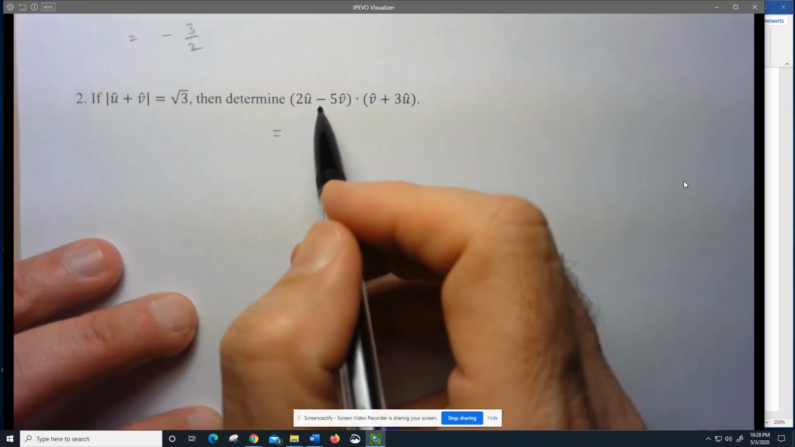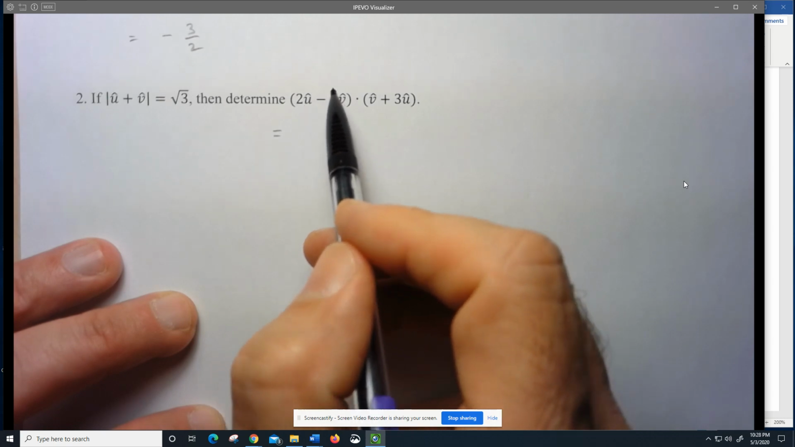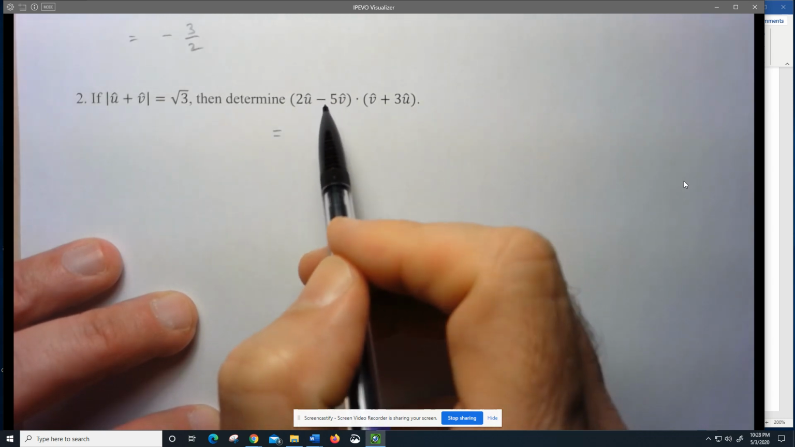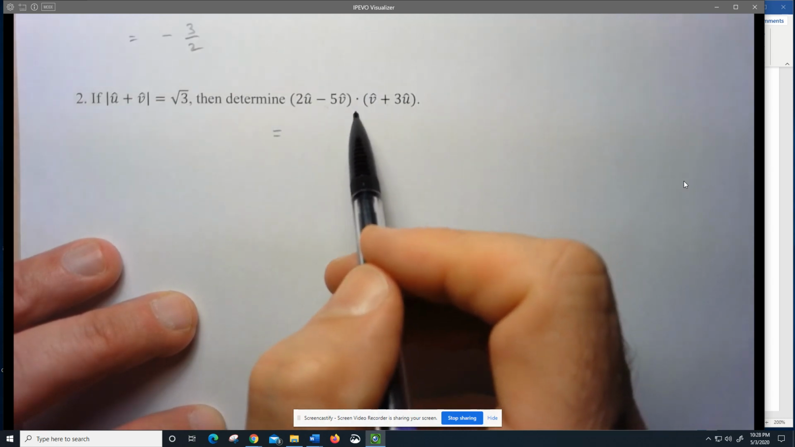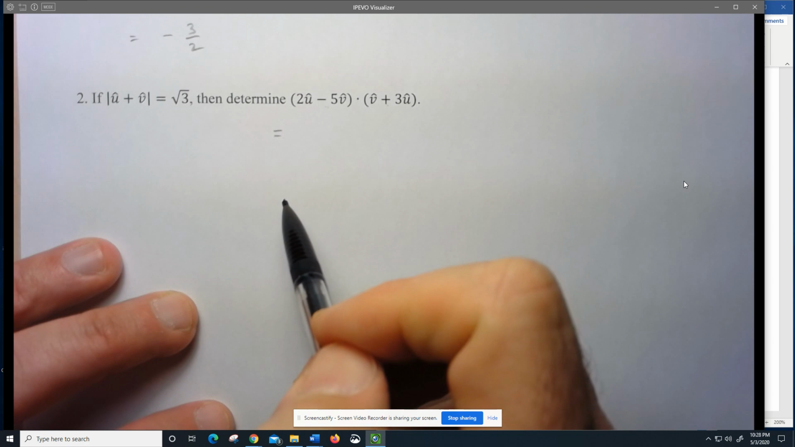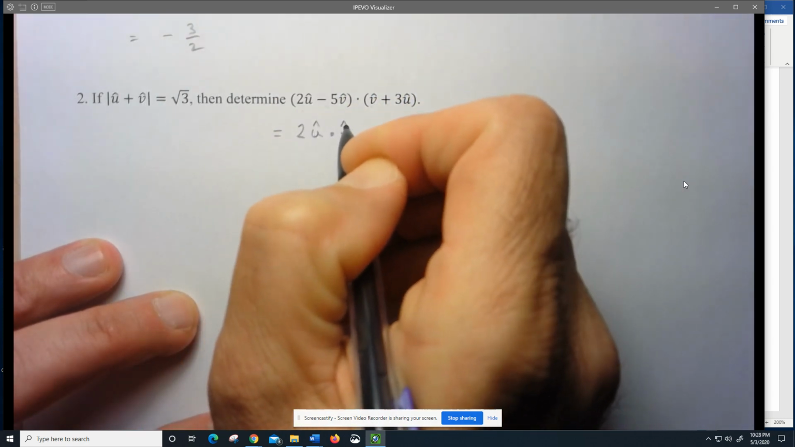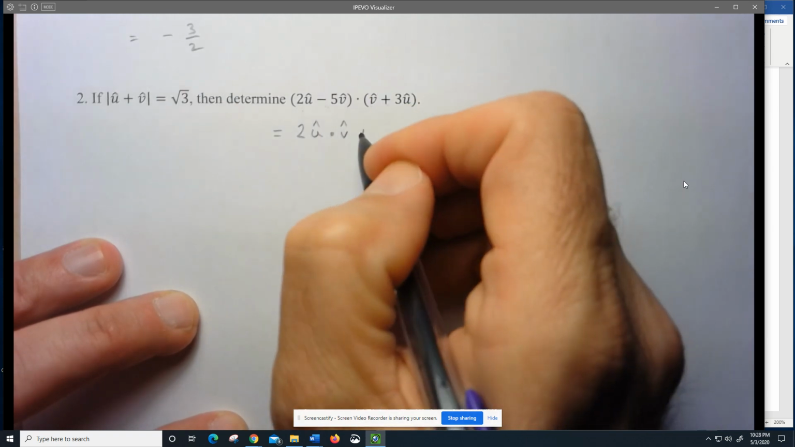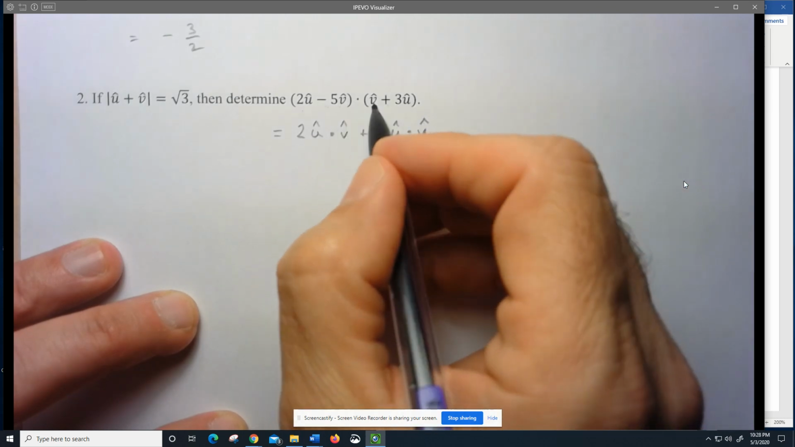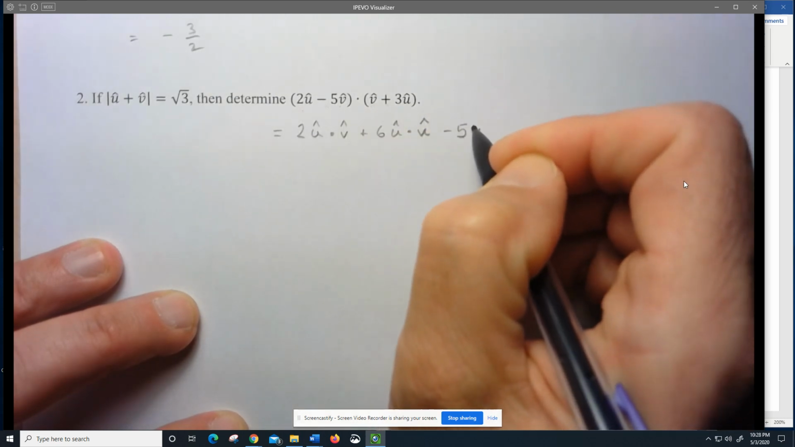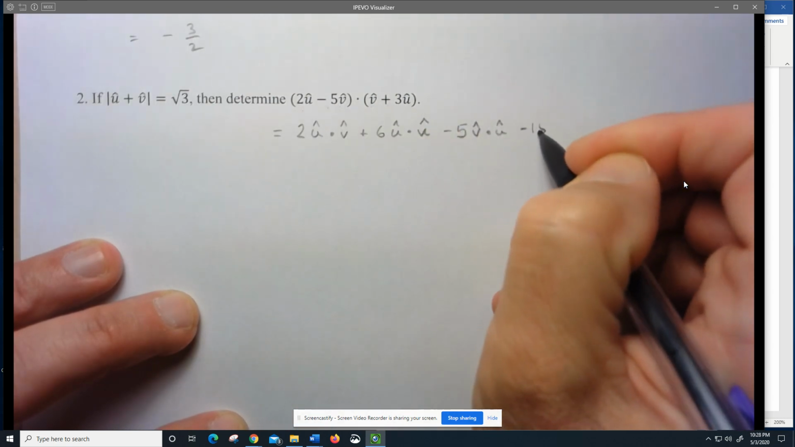Because the last thing I want to do is calculate the value of the vector in the bracket. Notice that I'm using the distributivity to write it in terms of simpler products. So here that's going to be 2u dot v, then plus 6u dot u, then minus 5v dot u, and then lastly minus 15.